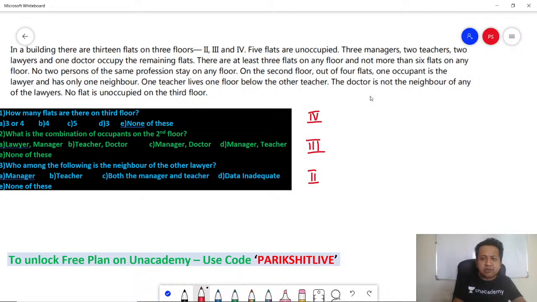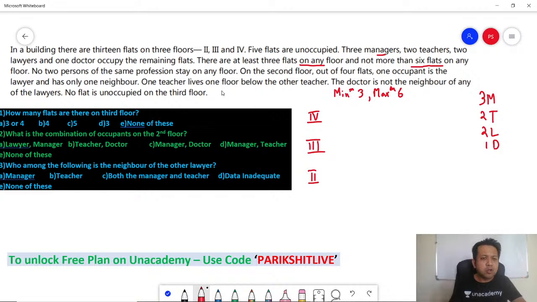There are 3 managers, 2 teachers, 2 lawyers and 1 doctor who occupy the flats. There are at least 3 flats on any floor and not more than 6 flats on any floor. So can I say you have a minimum of 3 and a maximum of 6 flats per floor. Right?